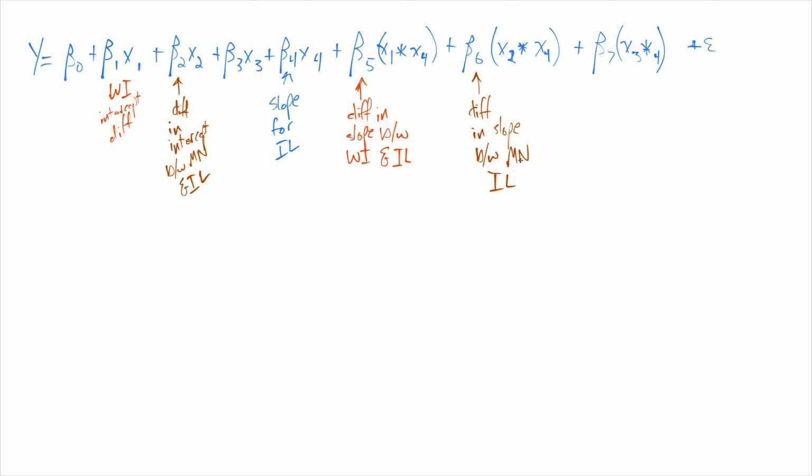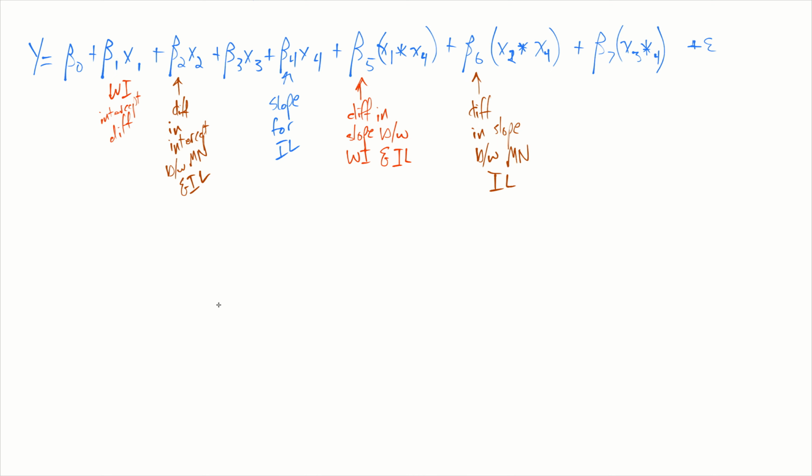When we have the Minnesota case, x1 is 0, x2 is 1, and x3 is 0. So this term goes away, and this term goes away. And it reduces to, with regard to the slope part, beta 4 times x4 plus beta 6 times x4. Beta 4 is the slope for Illinois, and so we have this adjustment to the slope, which is beta 6. And that is the adjustment in the slope when we have Minnesota data.